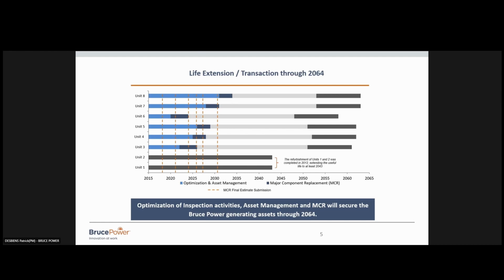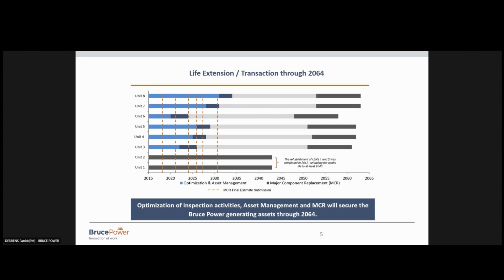Now we're looking at the rest of the units. How we're doing that is optimization of inspection and maintenance. So we go into maintenance outages now. It's a lot to do with extending the life of the existing core. That combined with asset management, which is basically capital projects to replace our legacy systems and components that are at their end of life. And that's really to gear us up to get to our major component replacements.